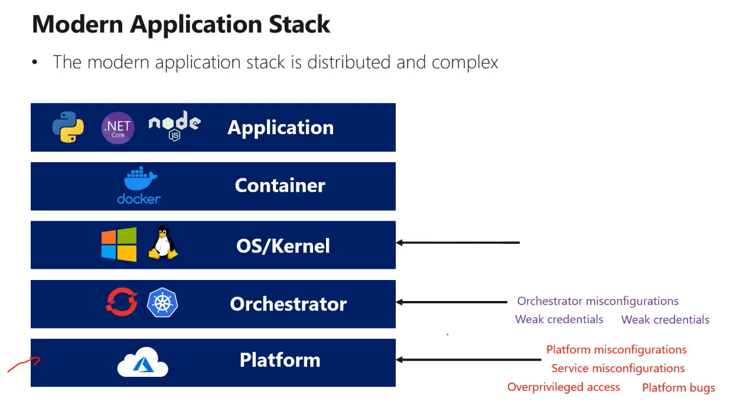Next is the operating system and the kernel, which is what the orchestrator manages when we talk about the nodes, which is the official term Kubernetes uses for them. Those nodes have operating systems running on them.